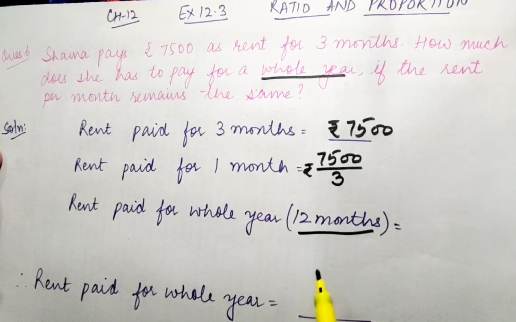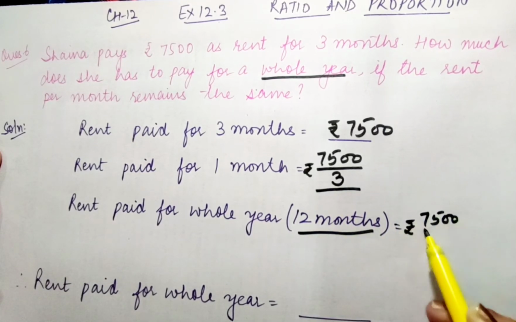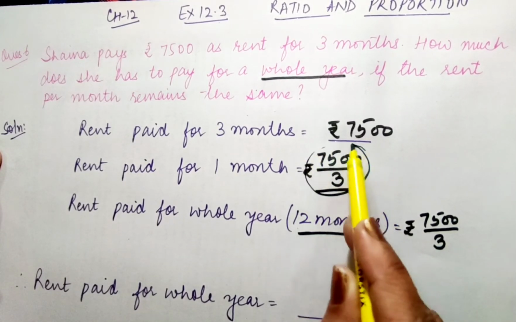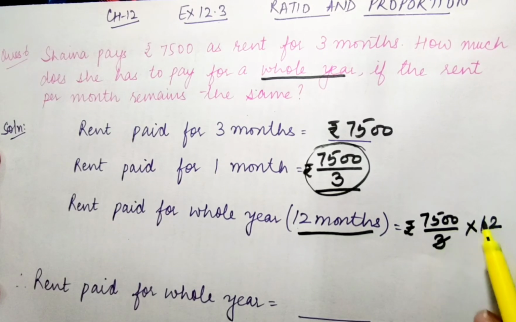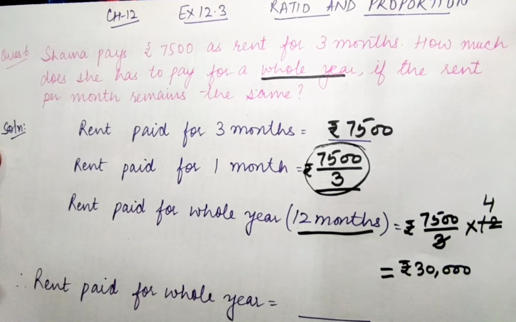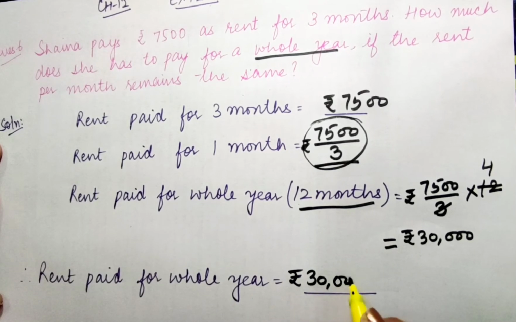So rent paid for the whole year. Whole year means we need to find out rent paid for the 12 months. So 1 month was this. So rupees 7500 upon 3 should be multiplied with 12, because this was what? This was the rent paid in 1 month. So this should be multiplied with 12. So now here we can do the calculations. 3 4s are 12 and 7500 into 4 we will get rupees 30,000. So therefore rent paid for the whole year will be rupees 30,000. We have to write down the answer line.